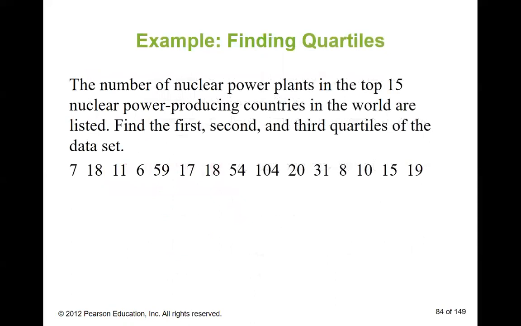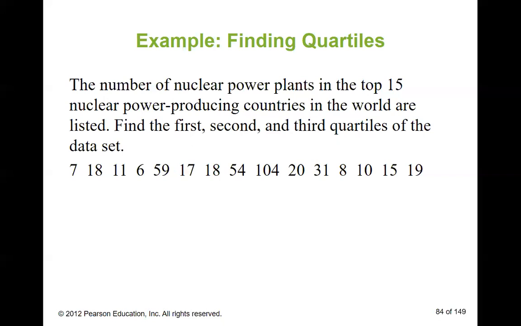Now, here would be the number of nuclear power plants in the top 15 nuclear power producing countries in the world. And this is old data. They haven't told us which countries these came from, but do you see one number that looks pretty different from the others? That 104 kind of jumps out. If you were guessing, who would you figure has 104 nuclear power plants? I would think it might be the U.S. Maybe not.